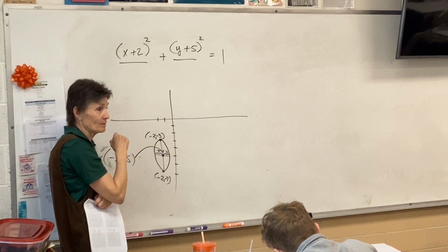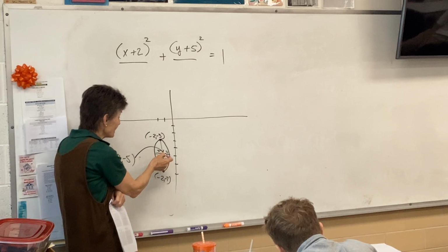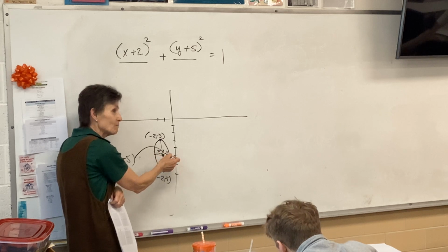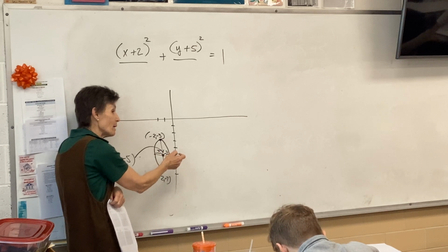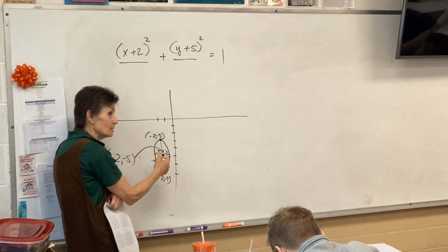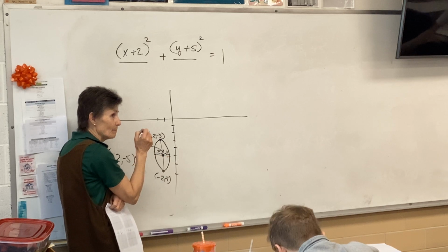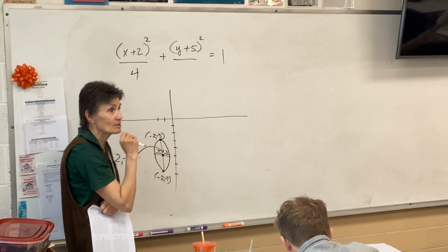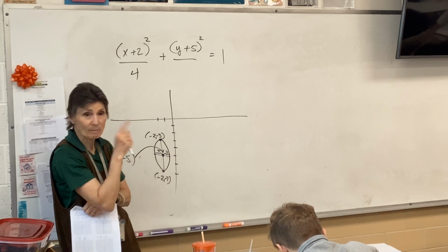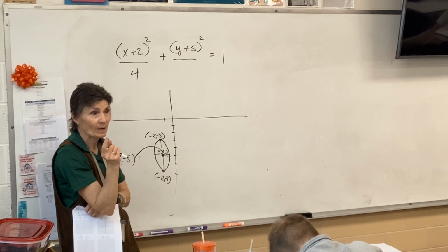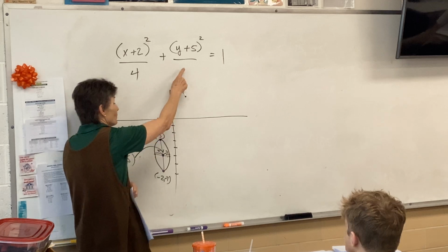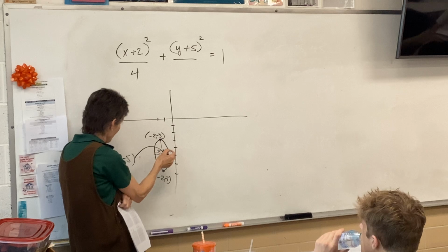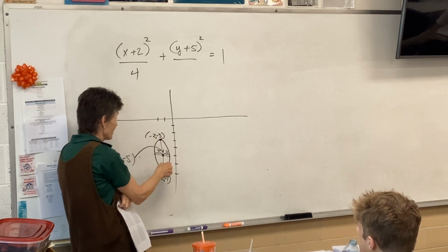Now I need my denominators. Well, we already decided, because the minor axis was 4, we were going to go back and forth 2. If we're going back and forth 2, what does that tell me? There's a 4 under the x, because the square root of that number tells me how far to go sideways, right? What about under here? Well, let's look back at our picture. How far up and down am I going?